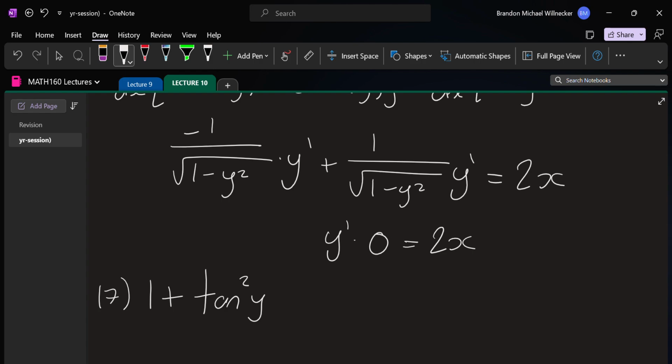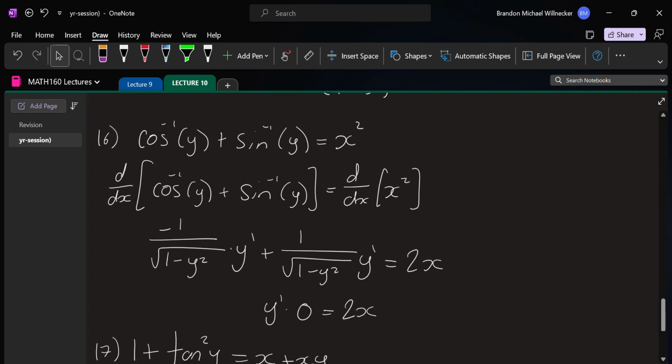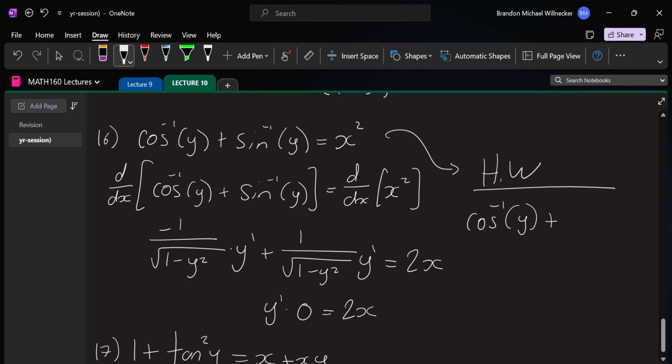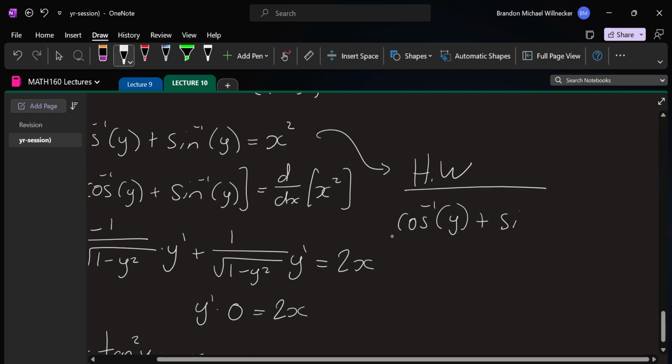Okay, 17. So here we have 1 plus tan squared y plus x equals x plus xy. Okay, so just before I get to the homework for this bit.